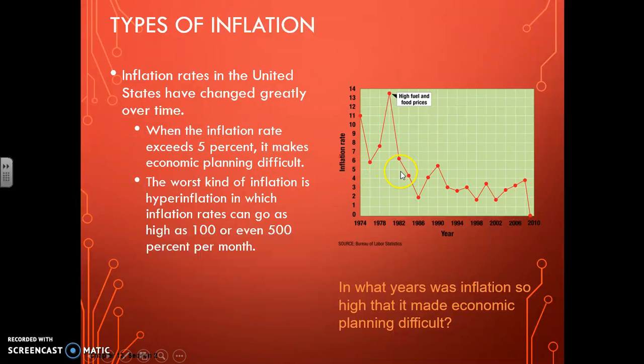So if we drew a line right across here, you can see that 1974, even up to 1978, all the way to 1982, that whole area, from 1974 to 1982, it was above that 5% range, so it was difficult to plan then. And then if we pop over here, it's right above 5% in 1990.